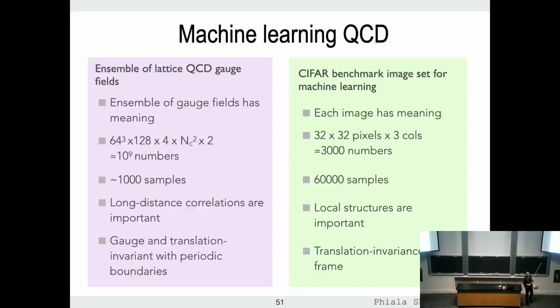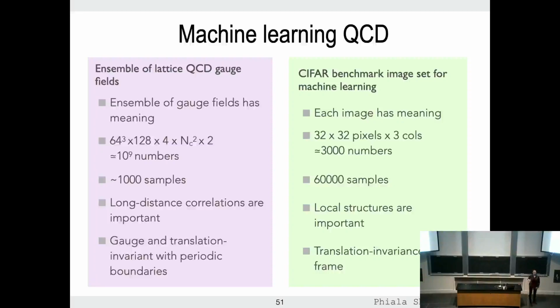Secondly, there's an extreme inversion of the typical data hierarchy. I have something like 10 to the 9 to 10 to the 12 numbers per sample and order thousands of samples. Images, you have, say, 3,000 numbers per sample and 60,000 samples. The numbers there aren't important. The hierarchy is what's important. You see that's an extreme inversion. That means anything that needs training data is off the table for us. That's most machine learning approaches.